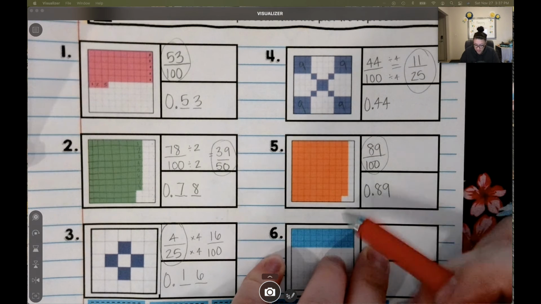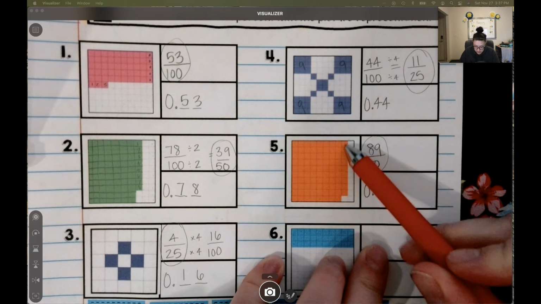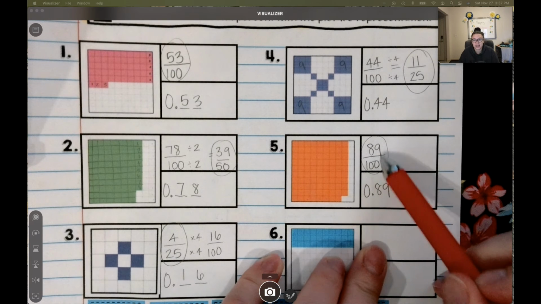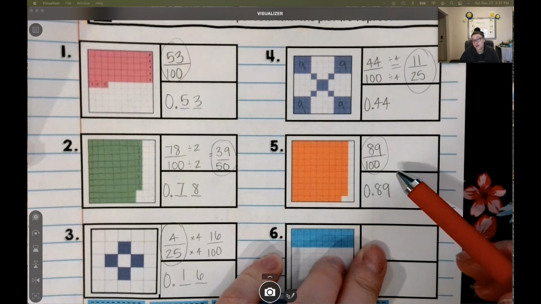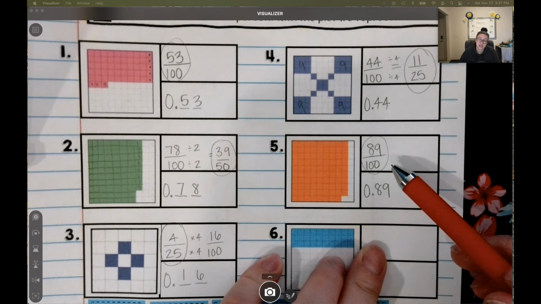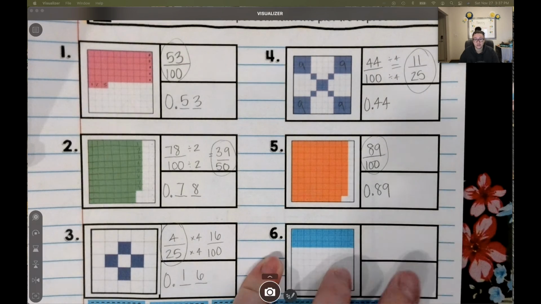For the next one, I counted 8 full ones and then 9 individuals. So that's 89 out of 100, 0.89. You can't simplify that fraction. Nothing goes into 89 and 100 besides 1.